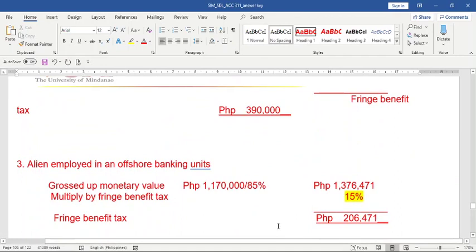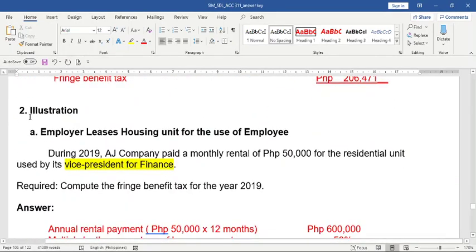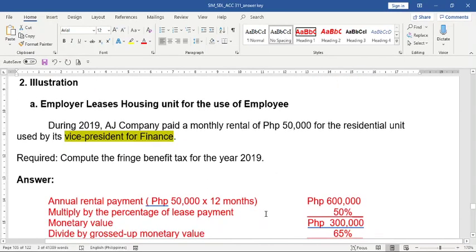Okay. Now, let's go to our second illustration. This is for housing units. During 2019, AG Company paid a monthly rental of 50,000 for the residential unit used by the Vice President for Finance. Compute for the fringe benefit tax. Okay, we have rental, 50,000 times 12.